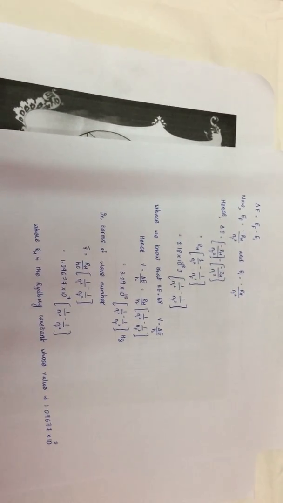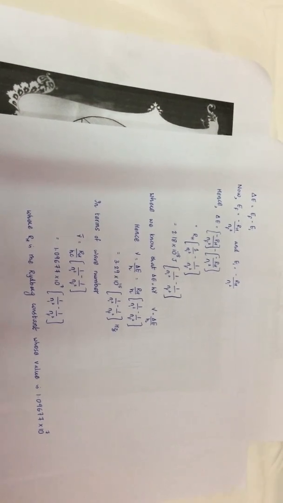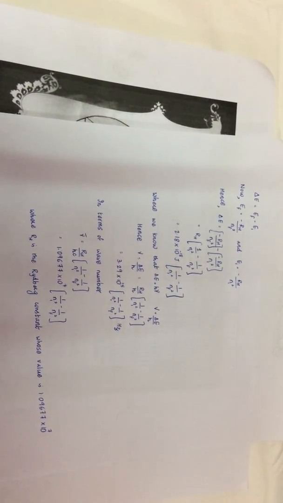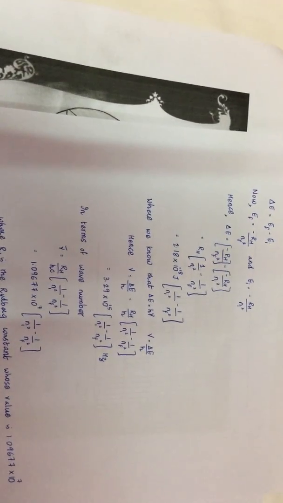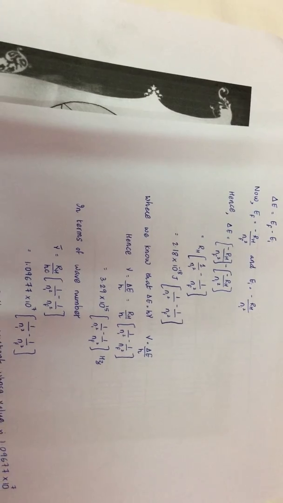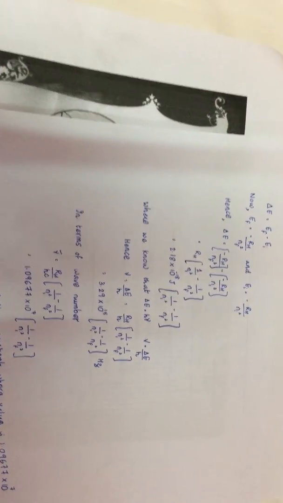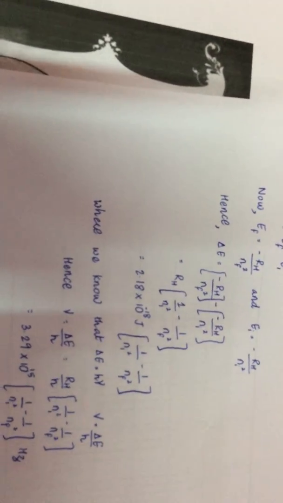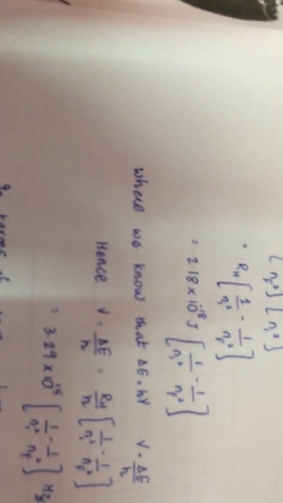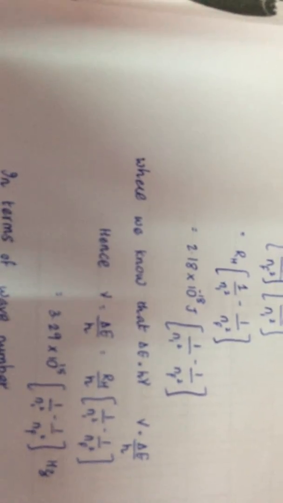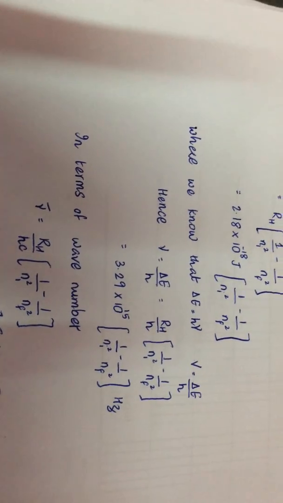Now, EF is equal to minus RH by NF square and EI is equal to minus RH by NI square. Hence, delta E is equal to minus RH by NF square minus minus RH by NI square, which is equal to RH into 1 by NI square minus 1 by NF square, which is also equal to 2.18 into 10 raised to minus 18 joule into 1 by Ni square minus 1 by Nf square.